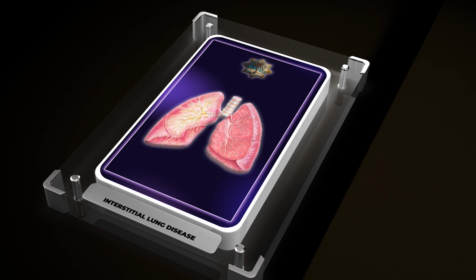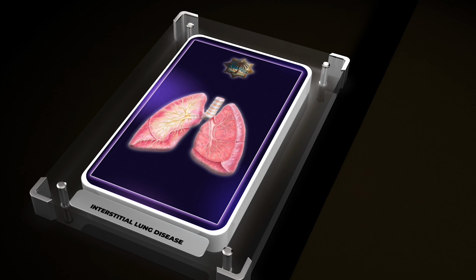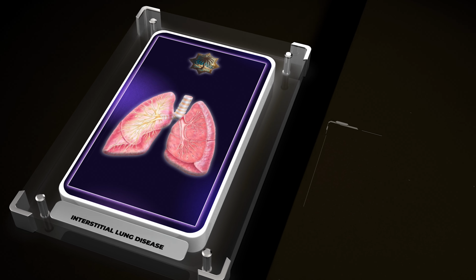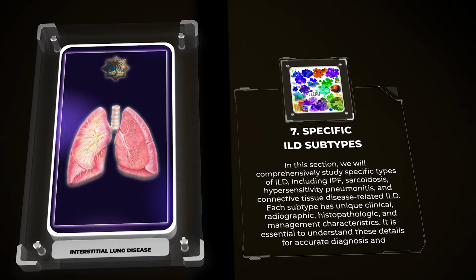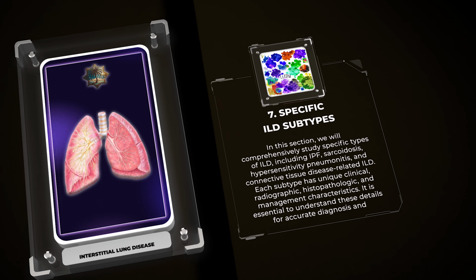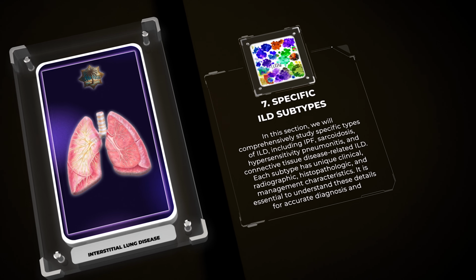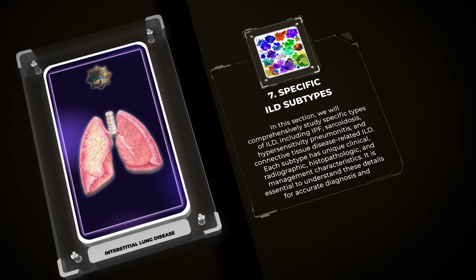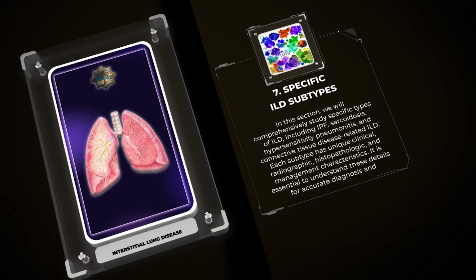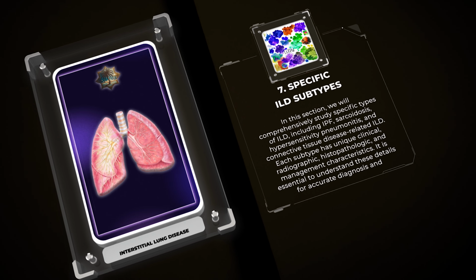In this section, we will comprehensively study specific types of ILD, including IPF, sarcoidosis, hypersensitivity pneumonitis, and connective tissue disease-related ILD. Each subtype has unique clinical, radiographic, histopathologic, and management characteristics. It is essential to understand these details for accurate diagnosis and personalized treatment.